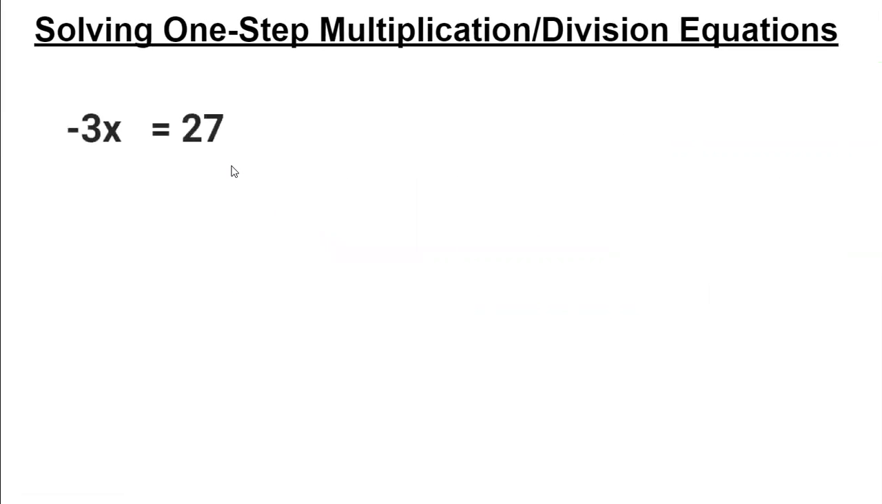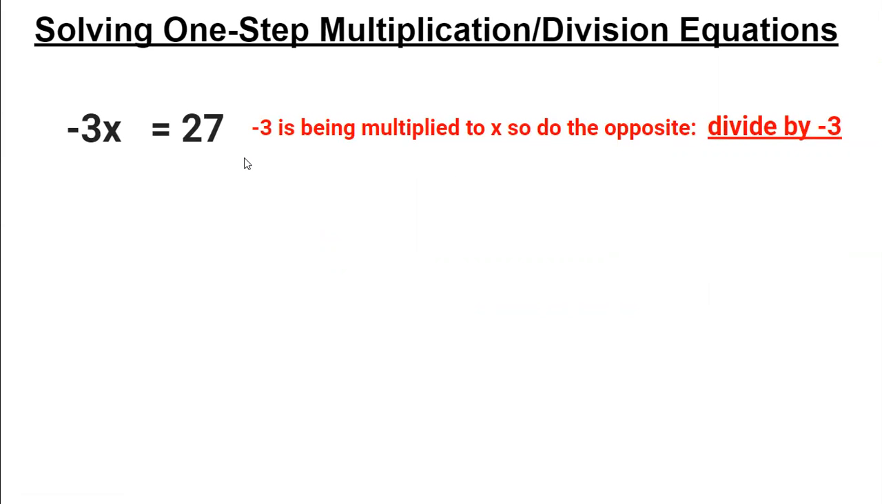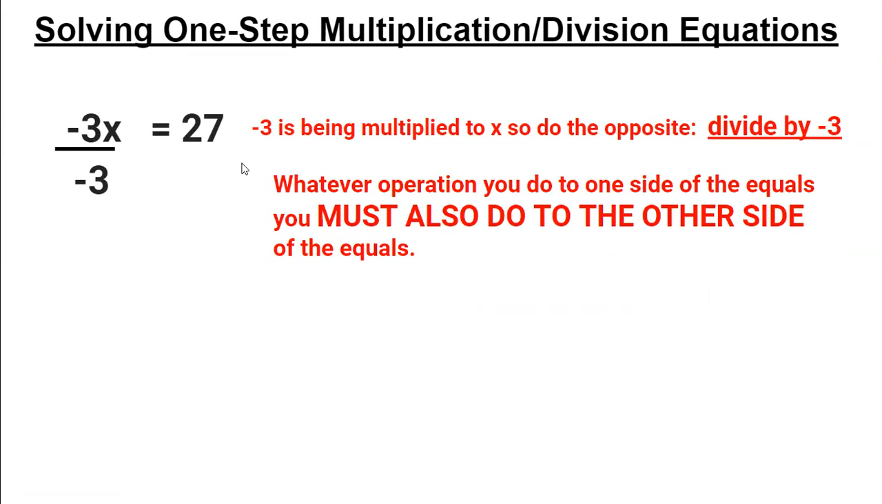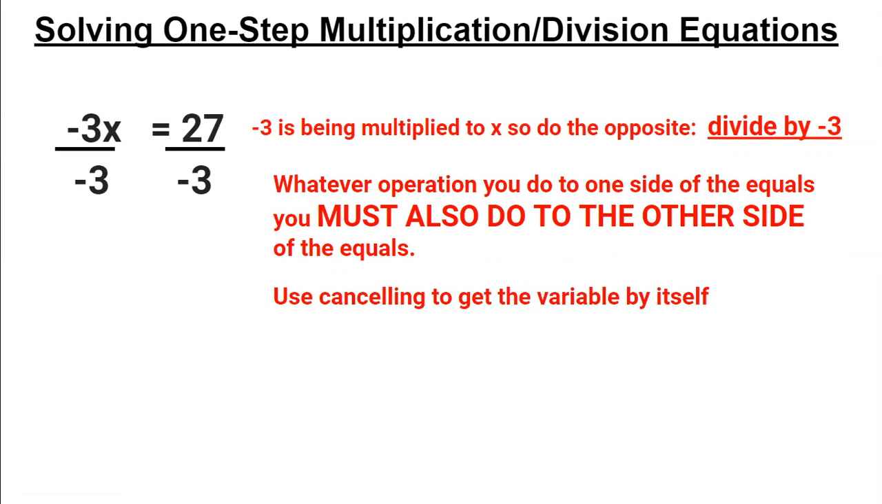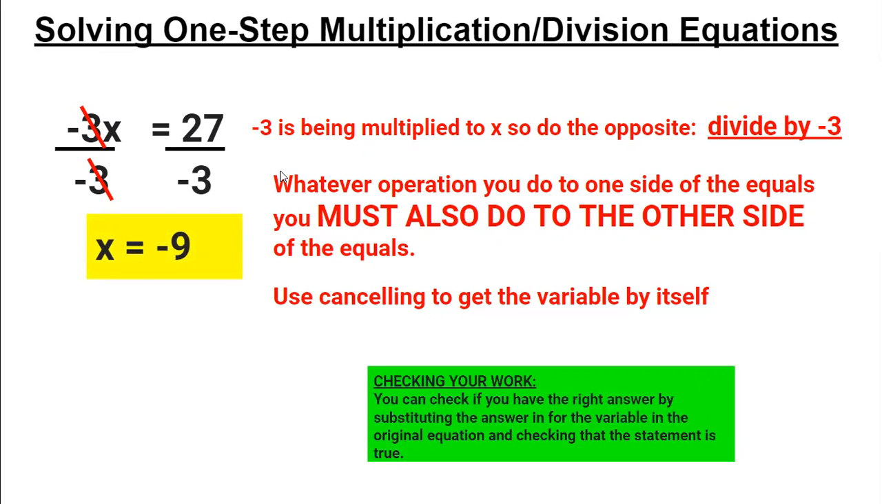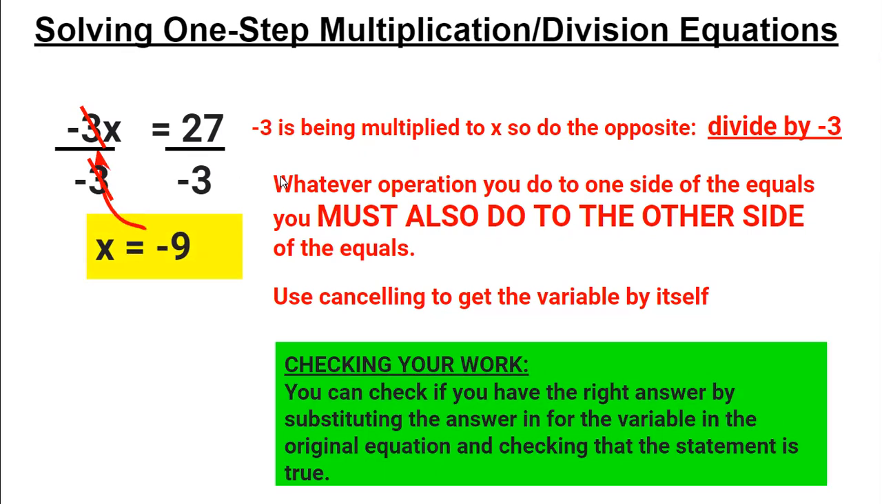Try another one. Negative 3x equals 27. Negative 3 is being multiplied to x. So do the opposite. Divide by negative 3. Whatever you do to one side, you must also do to the other side. So we're going to divide the other side by negative 3. Use canceling. The negative 3's are going to cancel each other out, leaving the x by itself, and 27 divided by negative 3 is negative 9. Then you can check by plugging negative 9 back into the original equation. Negative 3 times negative 9 is positive 27, so it's true.